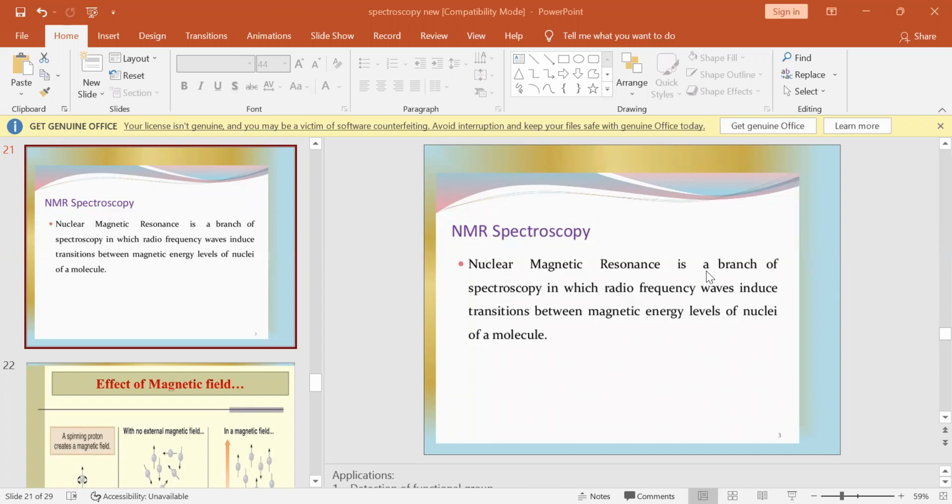NMR spectroscopy is a powerful analytical technique used to characterize organic molecules by identifying the carbon-hydrogen framework within a molecule. Two common types of NMR spectroscopy used to characterize organic structures are proton NMR spectroscopy and carbon-13 NMR spectroscopy. Proton NMR spectroscopy is used to determine the type and number of hydrogen atoms in a molecule. Carbon-13 NMR is used to determine the type of carbon atom in a molecule.